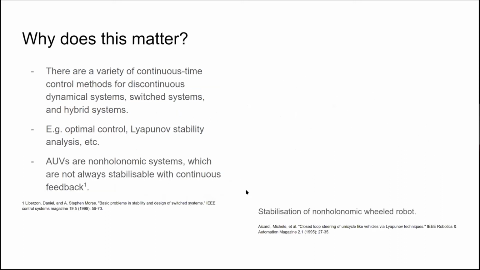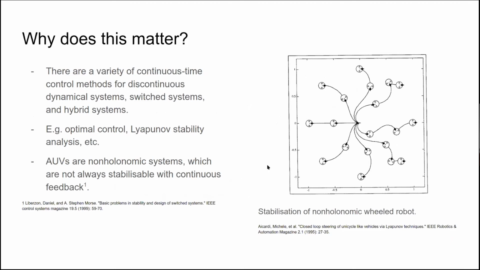So that's really cool, because what that allows us to do is use any of the variety of continuous time control methods for these systems. So for instance, optimal control or Lyapunov stability analysis. So if we really want to test the robustness of our planning systems, this offers an avenue for us to use these tools, like Lyapunov stability, to assess the robustness.